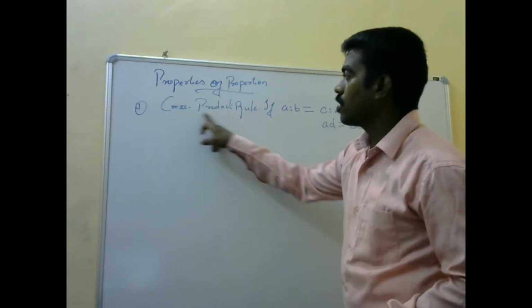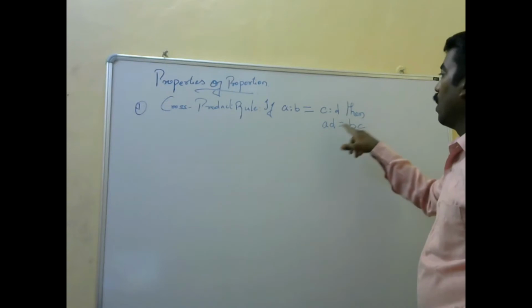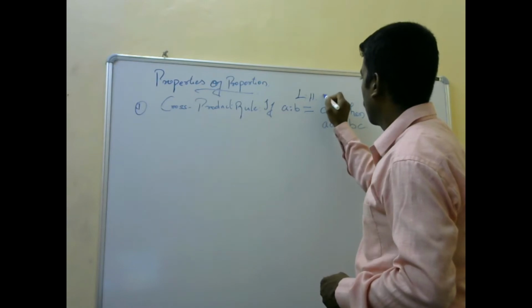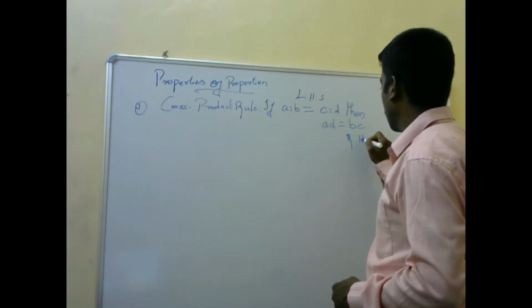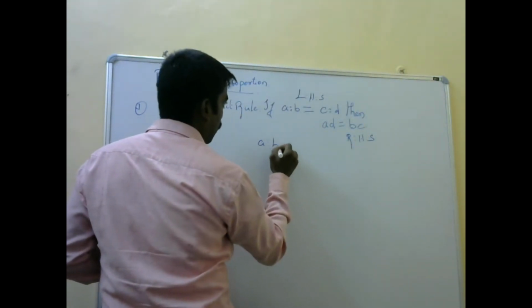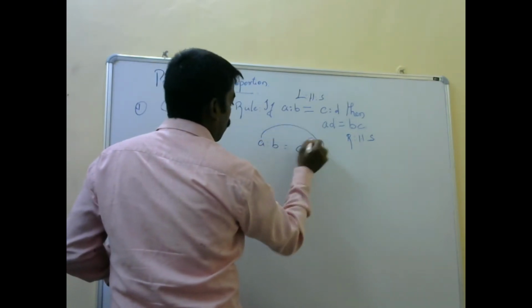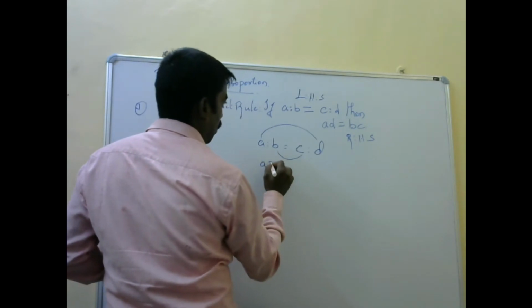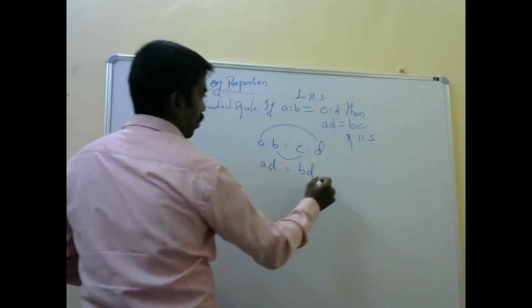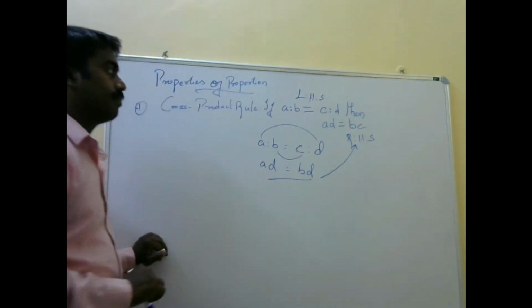If A is to B is equal to C is to D, then AD is equal to BC, LHS equal to RHS. So how do you write this? Product of extremes is equal to product of means, AD is equal to BC. It satisfies the rule. Please note down.